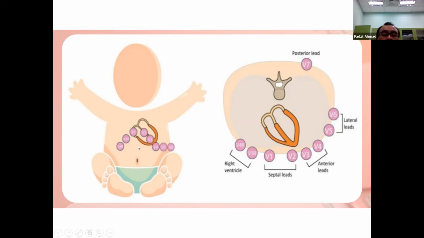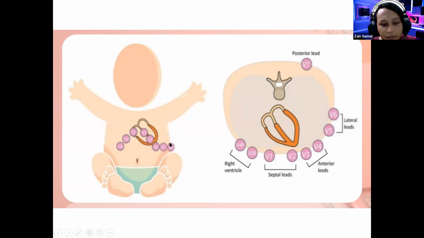Okay, from the start. So we have V1 until V6, and sometimes in pediatrics we put V3R and V4R. For V1, we put it at the fourth intercostal space at the right sternal edge. And then we put V2 at the fourth intercostal space at the left sternal edge. After we put V2, we put V4, which is at the fifth intercostal space, mid-clavicular line, the apex of the heart. And then after we put V4, we put V3, which is in the middle between V2 and V4.